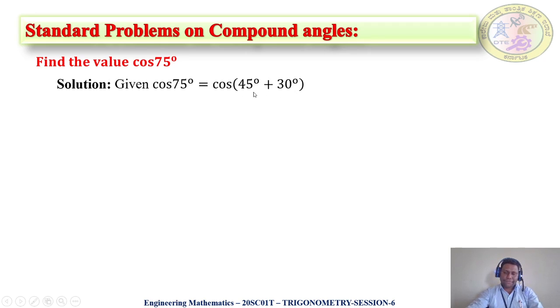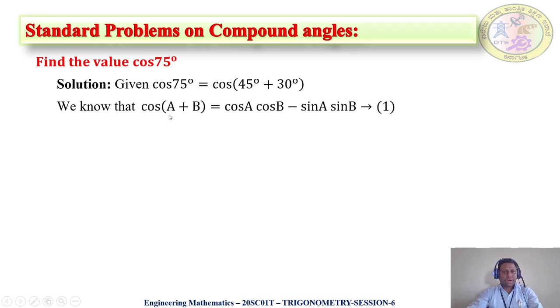Here A is 45 degree, B is 30 degree. This is of the form cos of A plus B. So we have to use cos of A plus B formula. And we know that cos of A plus B formula is cos A cos B minus sin A sin B. Again we call this as equation number 1.